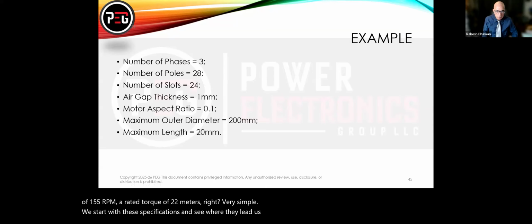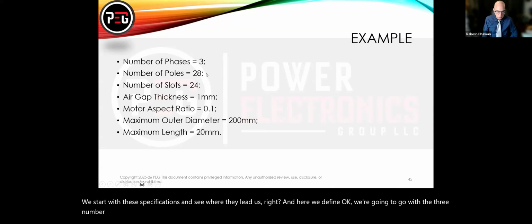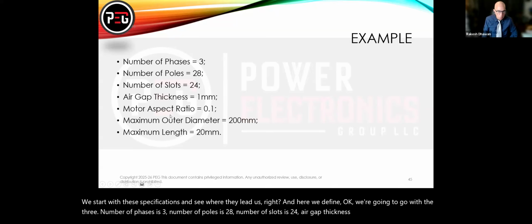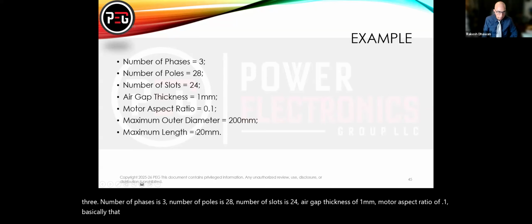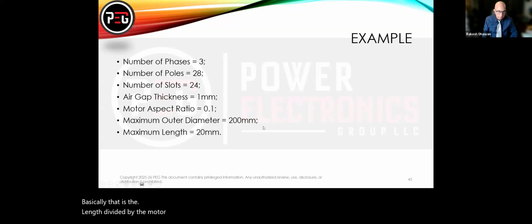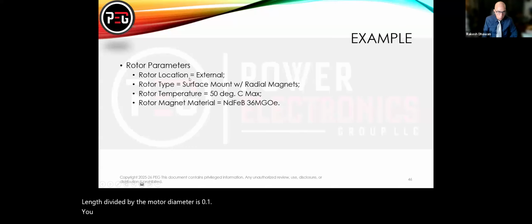And here we define: the number of phases is 3, number of poles is 28, number of slots is 24, air gap thickness of 1 millimeter, motor aspect ratio of 0.1. Basically, that is the length divided by the motor diameter. Okay, it's 0.1.